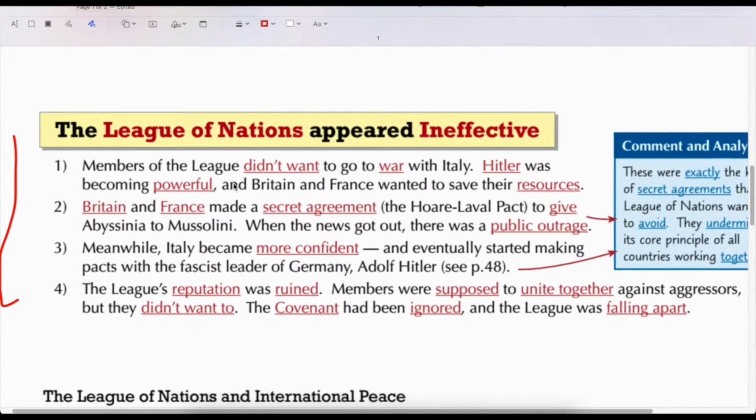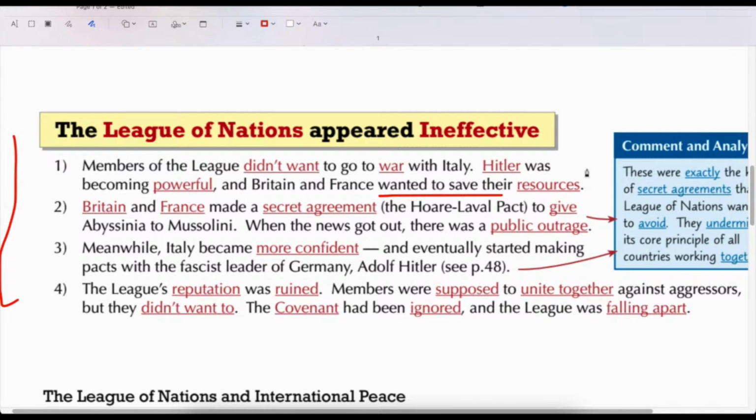Second one, Britain and France made a secret agreement. Secret, probably because it was only between Britain and France. The Hoare-Laval Pact. Wow, look at that name. The Hoare-Laval, or Laval, I don't know how to say that, but it's something like that, pact. To give Abyssinia to Mussolini. Oh, that is something bad. They made a pact to give a free country to another, stronger country. So they let this invasion happen. So you see how sad that is? Do you understand that Britain and France made a pact and gave Italy permission to invade and take control over Abyssinia?